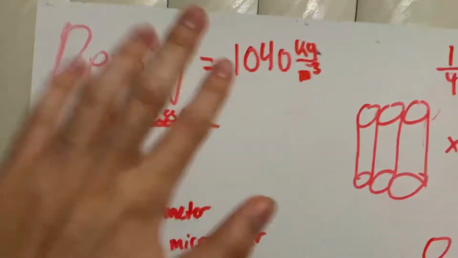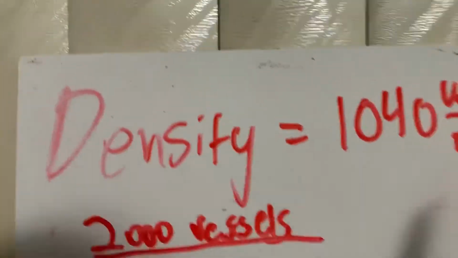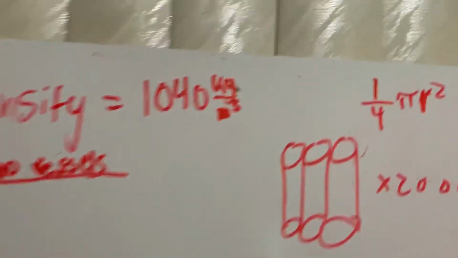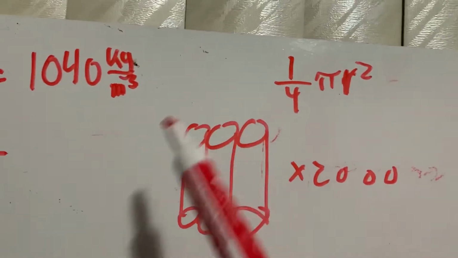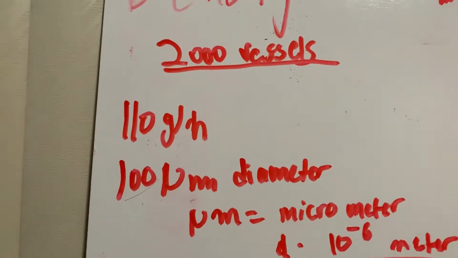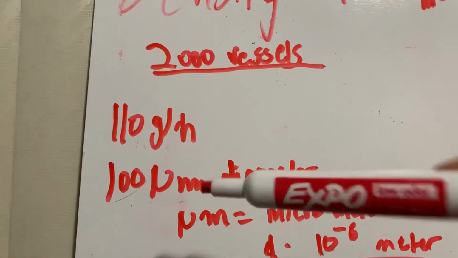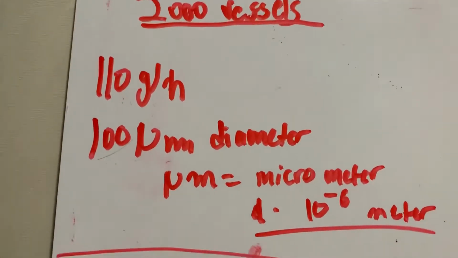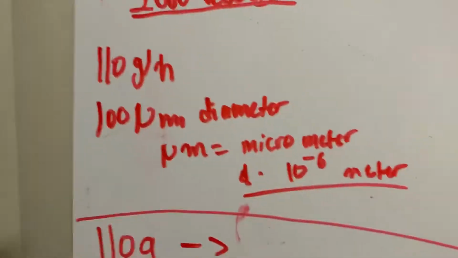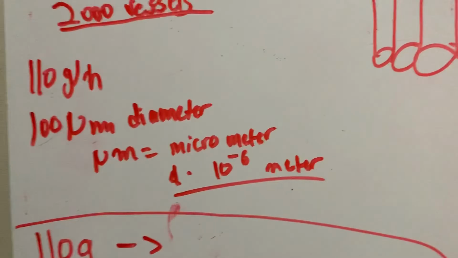We know the density is 1,400 kilograms over liters. Then we know that we have 2,000 vessels, 2,000 of these. We're given this diameter, 100 micrometers, so 1 times 10 to the negative 6 meter. Anyways, we know that we're given this.